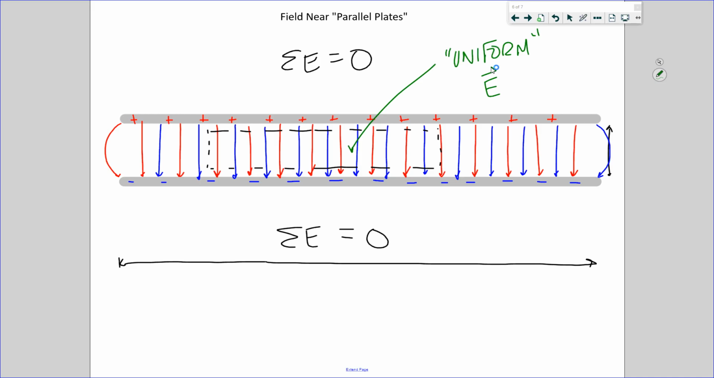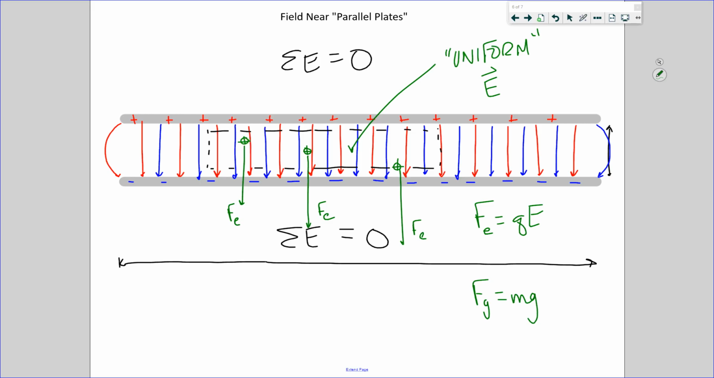Between these two plates, the electric field is uniform. It has the same strength everywhere. And what that means is we could put a positive charge here, or here, or here, or anywhere we want. And guess what? This positive charge feels an electrostatic force that big there, and that big here, and that big here. And all those electrostatic forces are of the same exact size because the field is uniform.